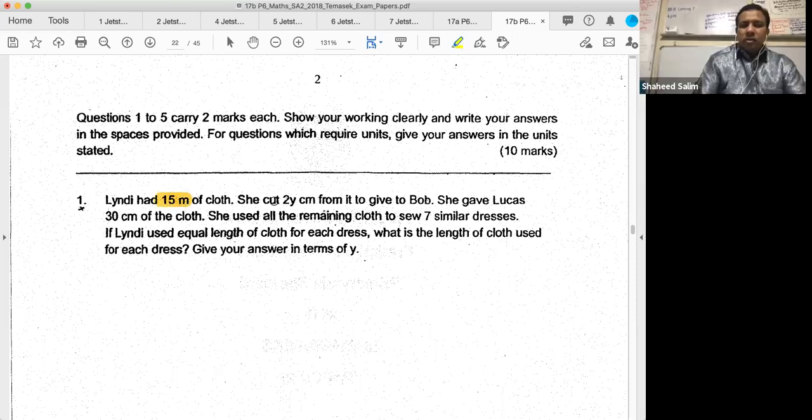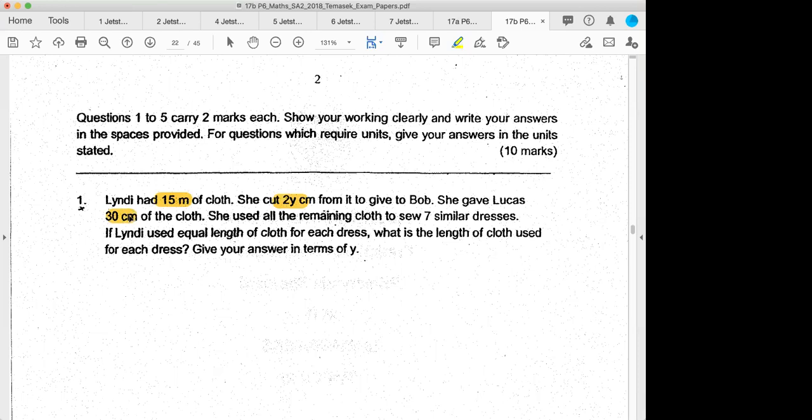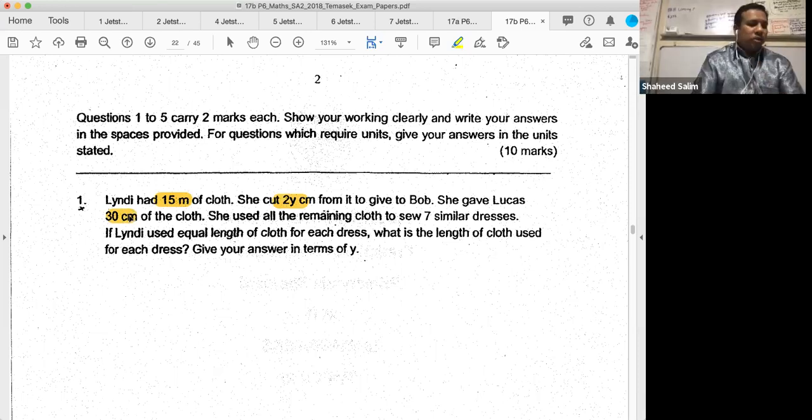This is in meters. This is in cm. If you want to change to meters, you divide. If you want to change to cm, you have to times by 100. 1 meter has 100 cm. My suggestion, it is easier to change to cm. So the one that is in meters, times by 100. It's easier.